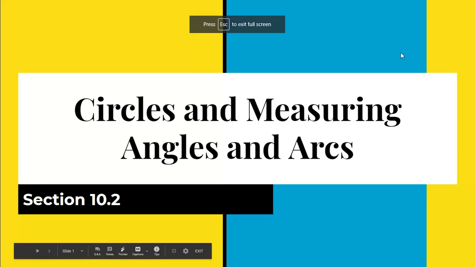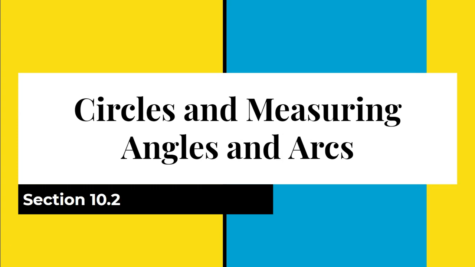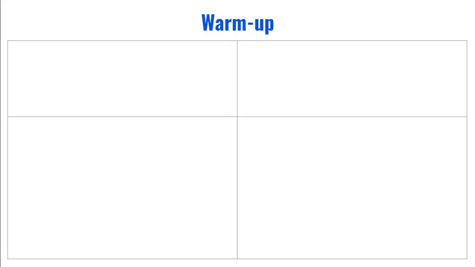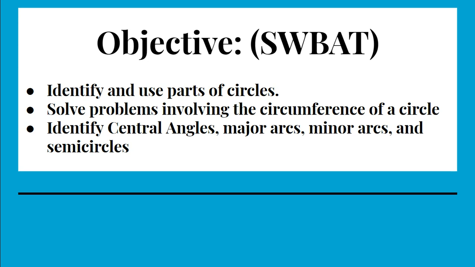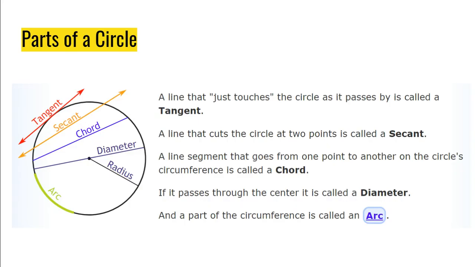Hi everybody. This week we are going to learn about circles and measuring angles and arcs. So the objectives are to identify and use parts of circles, to solve problems involving the circumference of a circle, and to identify central angles, major arcs, minor arcs, and semicircles. So let's start with the parts of a circle.